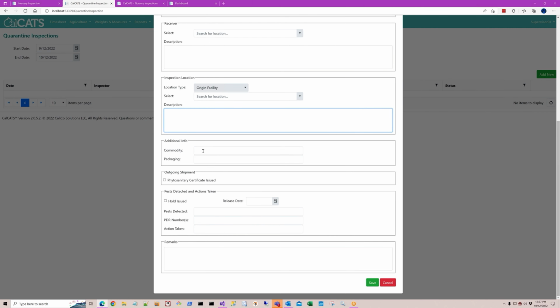Then the other information we want to know for FIDO is what's the description of the commodity and the packaging, and did you issue the certificate or not? And then if you don't issue the certificate, some information about what was detected and what actions you took. So did you issue a hold and what's the release date? A description of the pest detected, the PDR number or numbers if you sent in samples, and then actions taken.